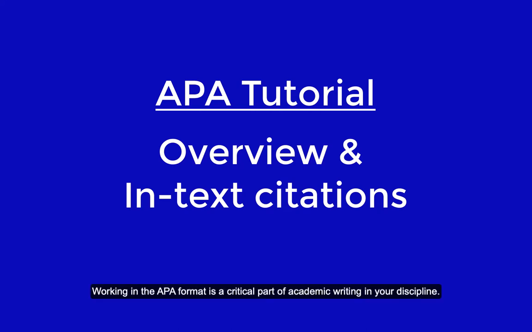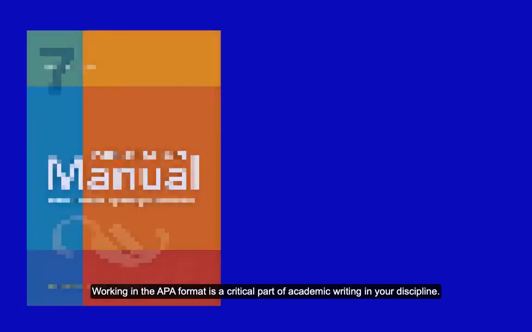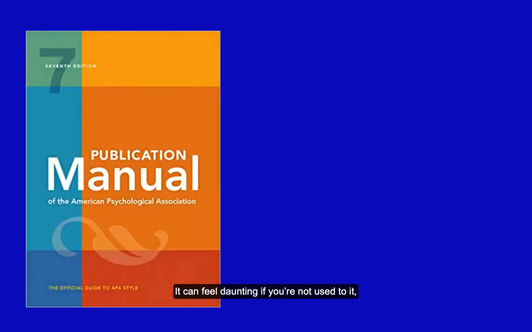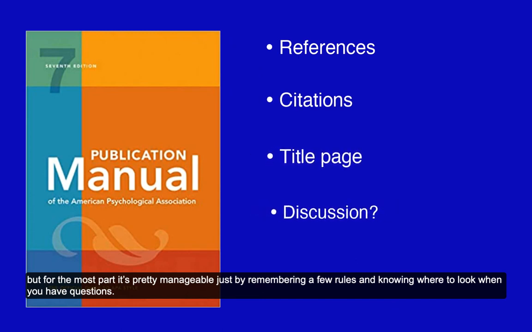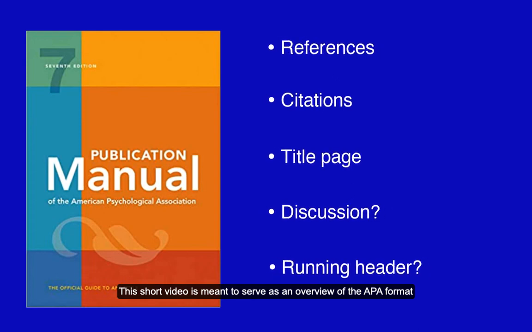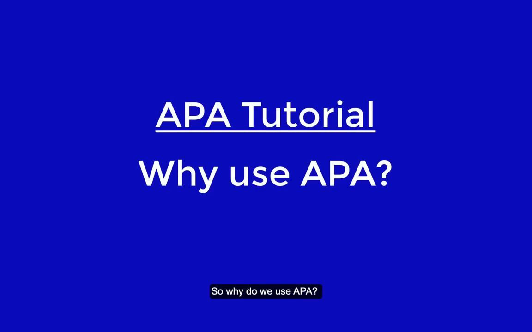Working in the APA format is a critical part of academic writing in your discipline. It can feel daunting if you're not used to it, but for the most part, it's pretty manageable just by remembering a few rules and knowing where to look when you have questions. This short video is meant to serve as an overview of the APA format, as well as a review of in-text citations. So why do we use APA?